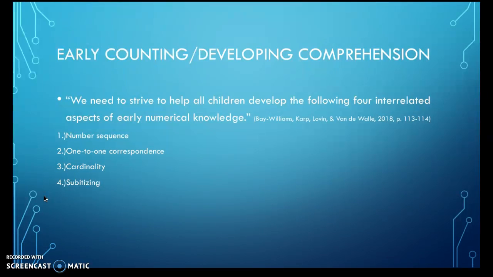In my article, I was able to find a concept and relate it directly back to our textbook in a section discussing early counting. The textbook states that we need to strive to help all children develop the following 4 interrelated aspects of early numerical knowledge. Those 4 aspects were discussed in a section of my article about developing comprehension and how in order to teach any number with meaning, you need to have those aspects. Without them, students will struggle in their early elementary math classes as well as future math classes.